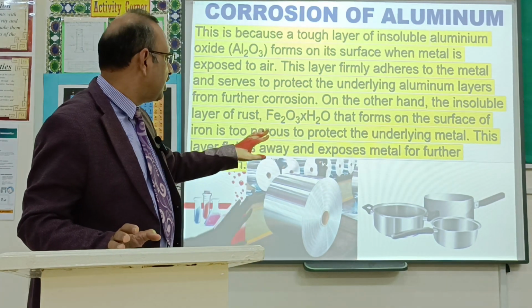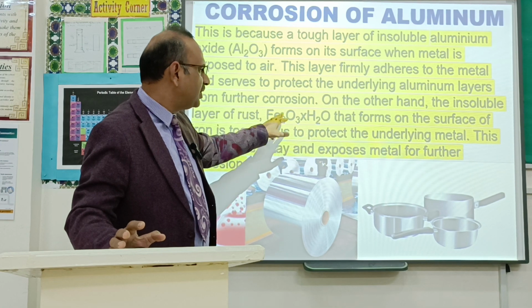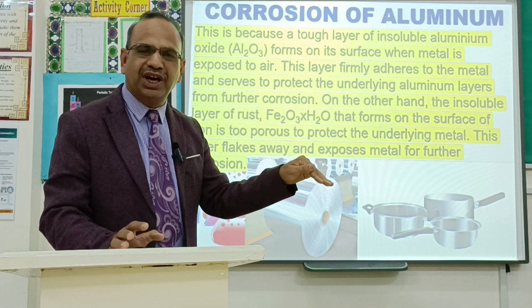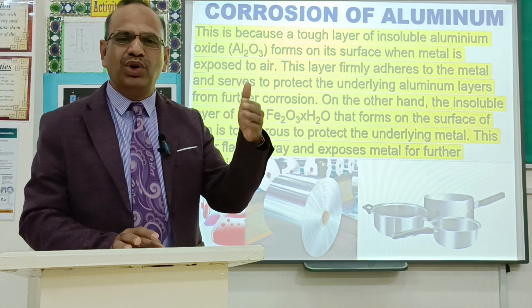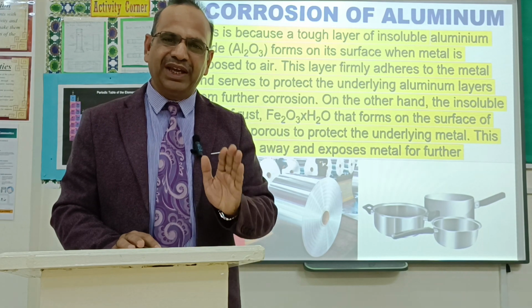But in the case of iron oxide, the layer formed is porous. It allows more oxygen to go inside and the rusting goes on, and the iron materials decay and are corroded.